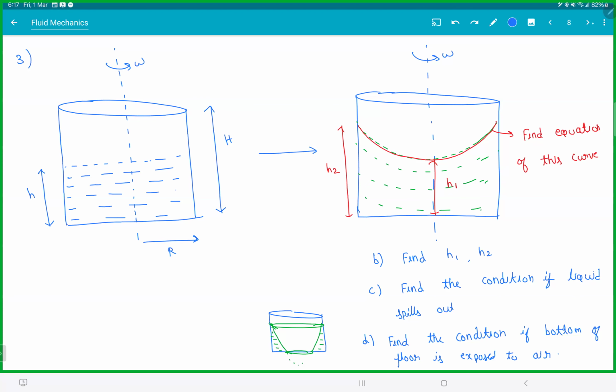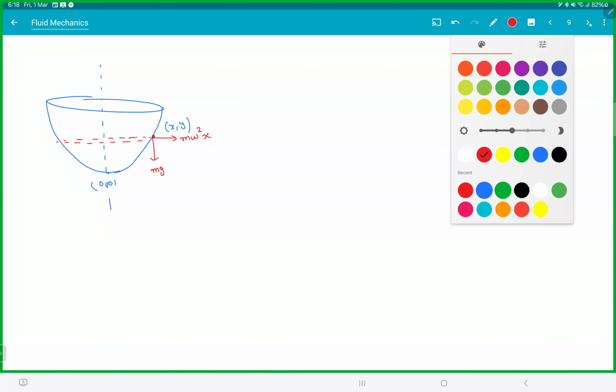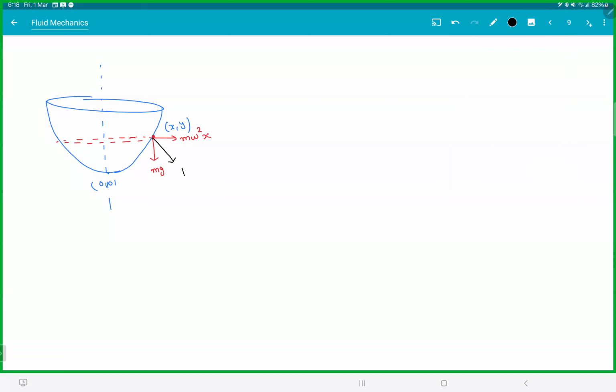Listen, let me help you with the first one. So, that bowl shape, whatever you get, consider this point as origin 0, comma 0. So if you consider this point as x, comma y, again, we are drawing the FBD of a particle on the liquid surface. What are the forces acting on this? M omega square R. R is x here, centrifugal force. And this is mg. So the net force will be this way. This is your F net.